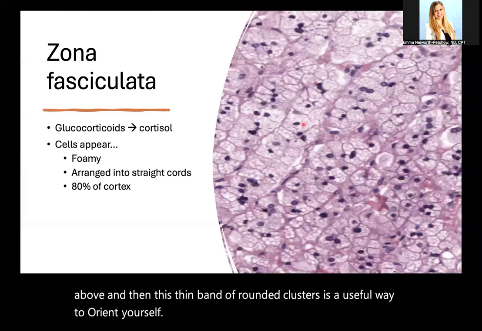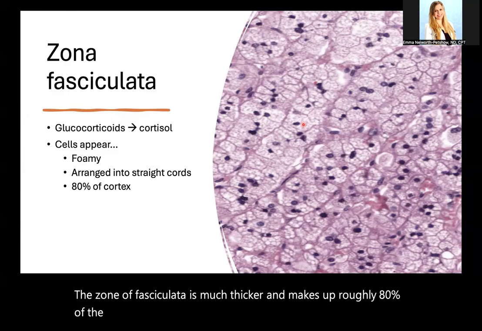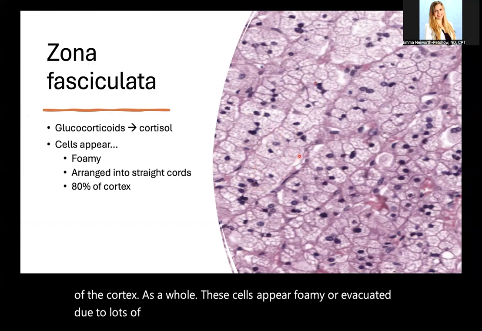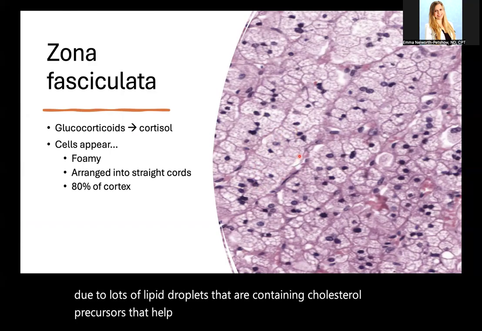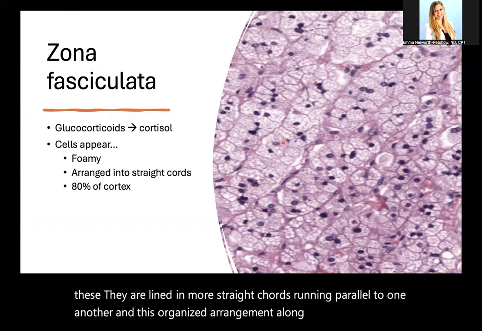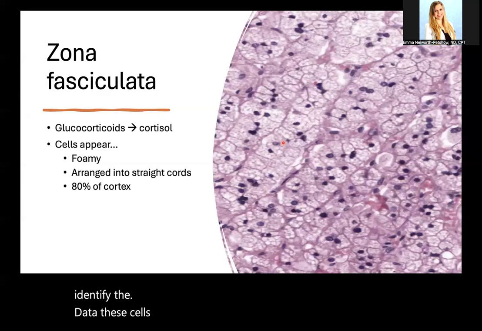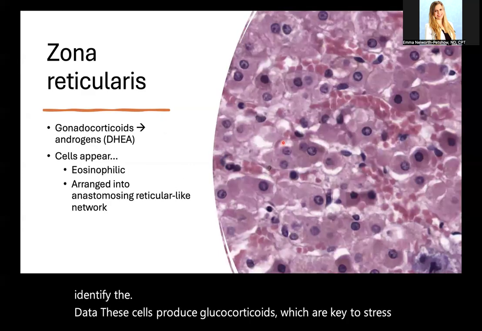The zona fasciculata is much thicker and makes up roughly 80% of the cortex as a whole. These cells appear foamy or vacuolated due to lots of lipid droplets containing cholesterol precursors that help to create cortisol. On the image, you can see these lined in more straight cords running parallel to one another. And this organized arrangement, along with the characteristic pale cytoplasm, is your best way to recognize and identify the fasciculata. These cells produce glucocorticoids, which are key to stress responses and metabolism control.